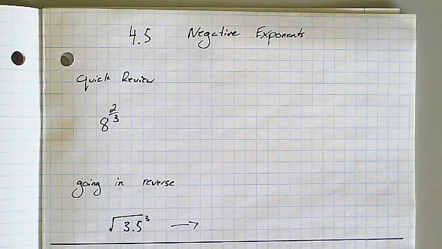Alright, this is for Pre-Cal 10, section 4.5, all about negative exponents. Quick review from yesterday with the fractional exponents.